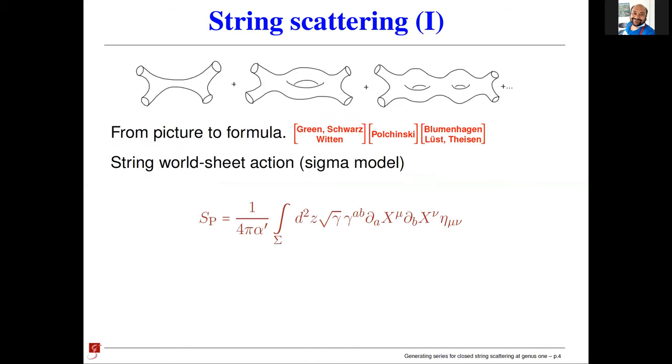Okay, so some basic things about string perturbation theory or string scattering methods. This picture I showed you before, but now the question is, how do you turn this picture, which looks very intuitive? So you have, let's say, four strings here, and they interact through the shape of some string world sheet, either without a hole or with one hole, so genus one, or two holes and so on. How do you turn this kind of picture into a mathematical formula?